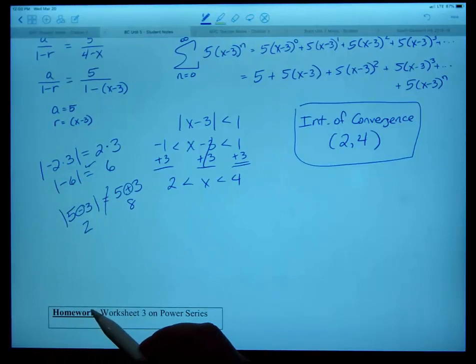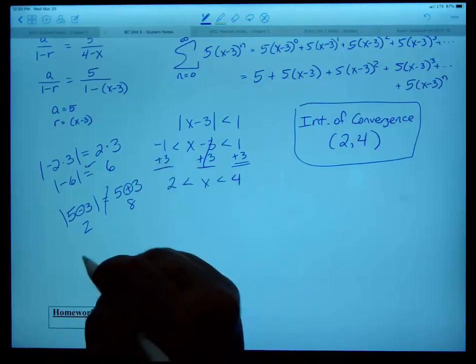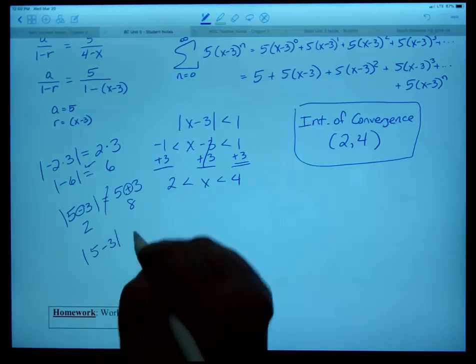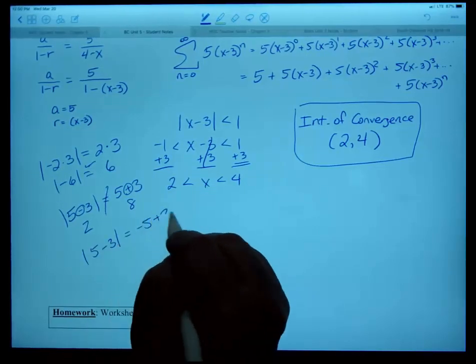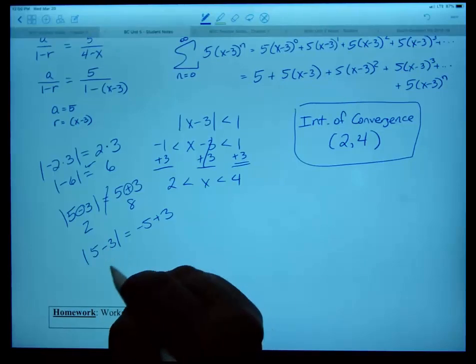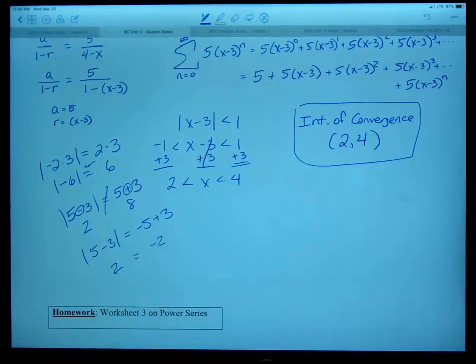Yes, sir? What if you make everything negative? Not everything, like, so what if you change both of the signs? If you did that, so let's say you had 5 minus 3 and you changed both of the signs like that. Let's see what happens. This is 2, this is negative 2. So that doesn't work either. It's a good try, but it doesn't work, unfortunately. Any other questions about this problem? All right.